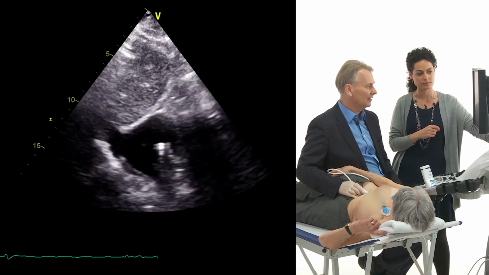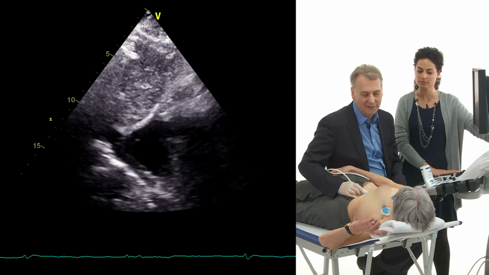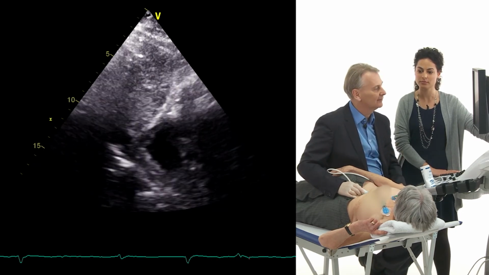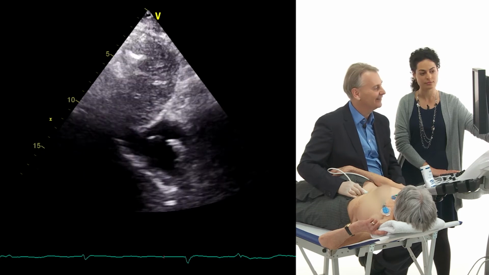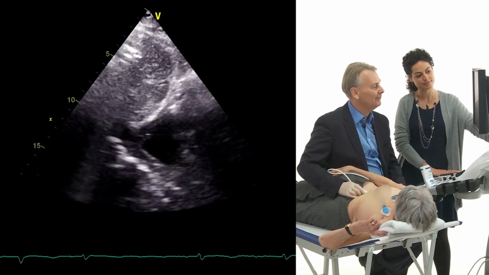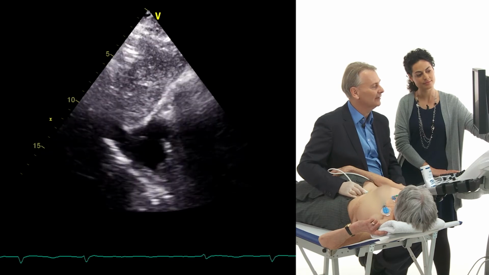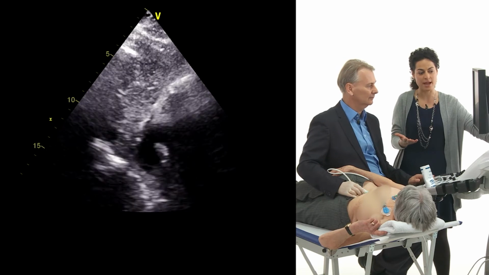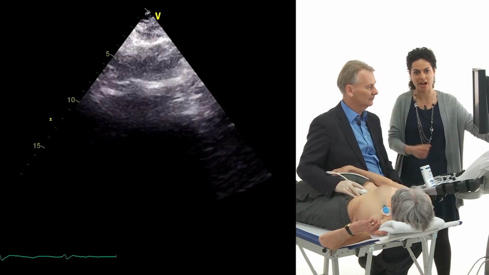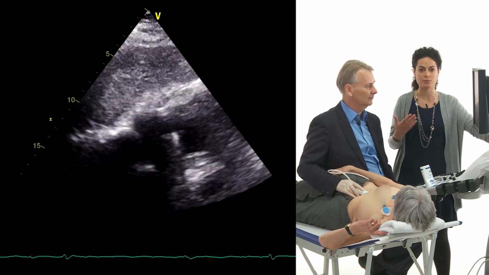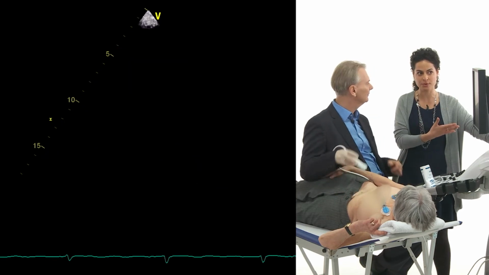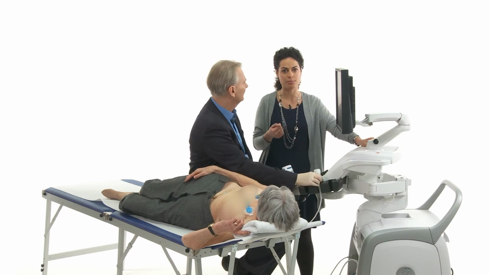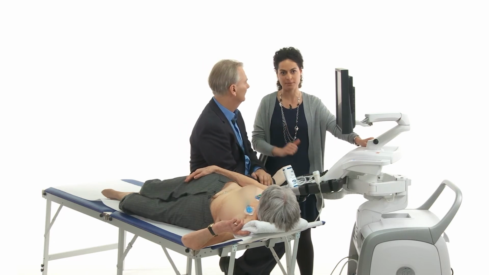And now we want to see what the collapsibility is, and to assess that we have to have the patient inhale or actually sniff. Okay, once more. And see what happens. It collapses completely. Okay, so what does that mean? It means that the pressure in the right atrium cannot be more than 5 millimeters of mercury, and when we add this value to the previous one, to 25 millimeters of mercury, we get a maximum systolic pulmonary arterial pressure of 30 millimeters of mercury.